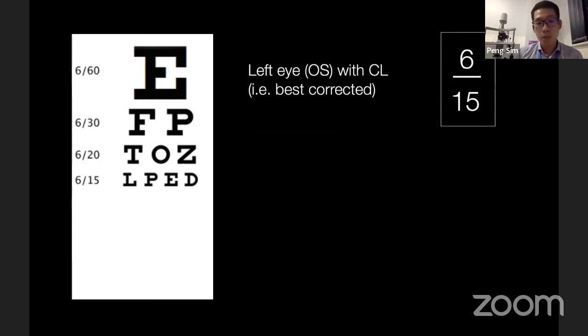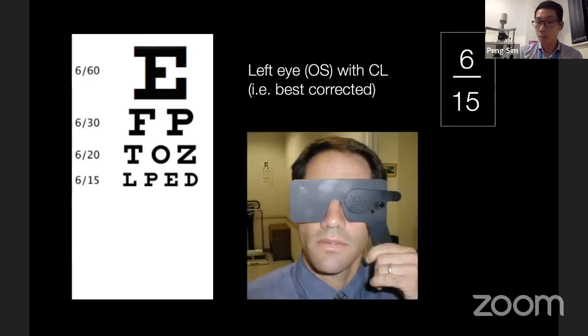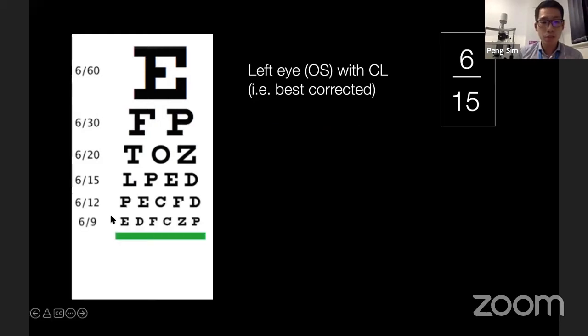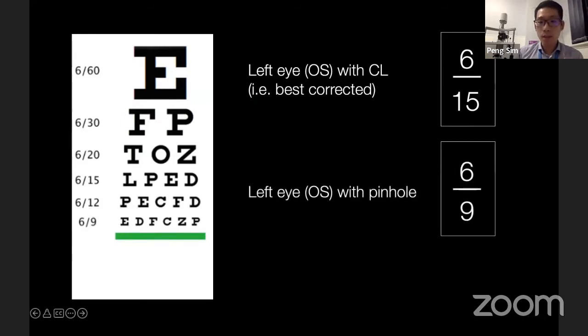So in this case, as we've mentioned already in the previous slide, because this patient is not achieving 6/6 vision or normal vision, we have to repeat it with a pinhole. Okay? So a pinhole is what you can see here, and this patient is holding it in front of his left eye, and then we test the vision again. After using the pinhole, this patient's vision improves to 6/9. And so we record that as 6/9, and the word OS is actually the Latin word for left eye, oculus sinister.